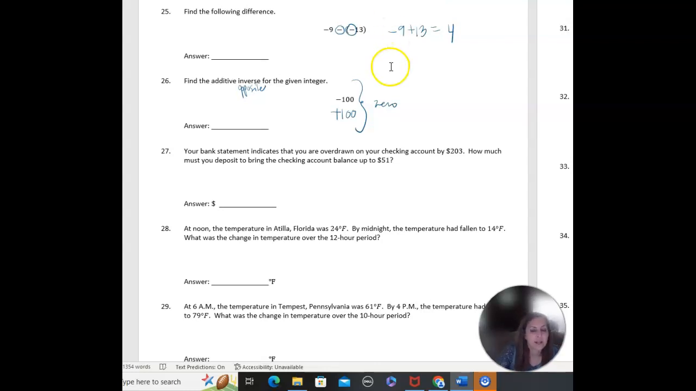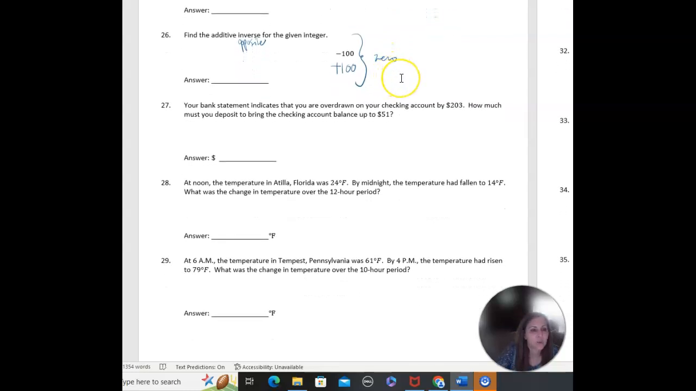Number 27, your bank statement indicates that you are overdrawn by $203. If you are overdrawn, that means you are in the hole by $203. That is not good. You're in debt. How much must the deposit be to bring the checking account up to $51? So you want to bring this up to a positive $51.